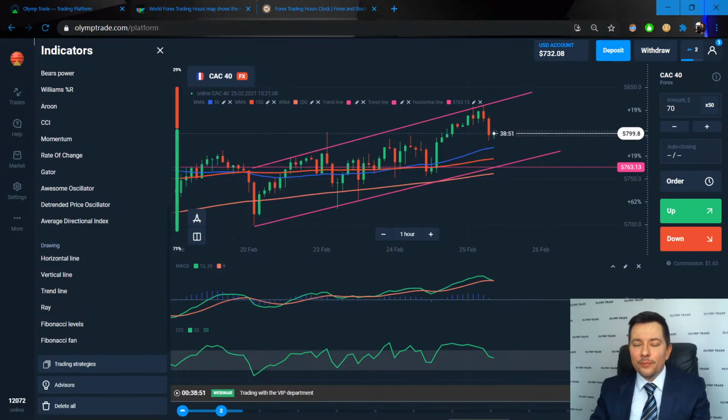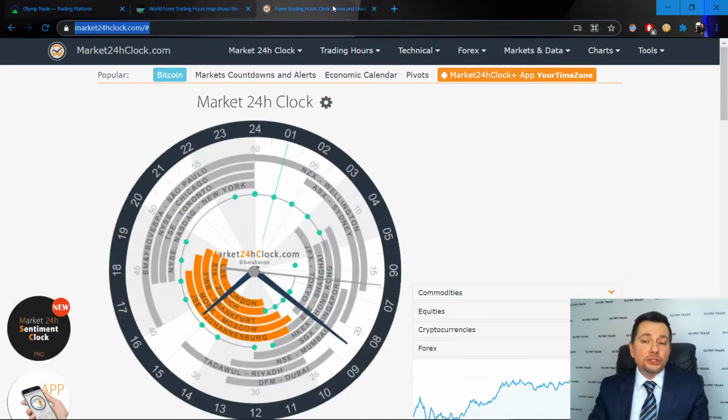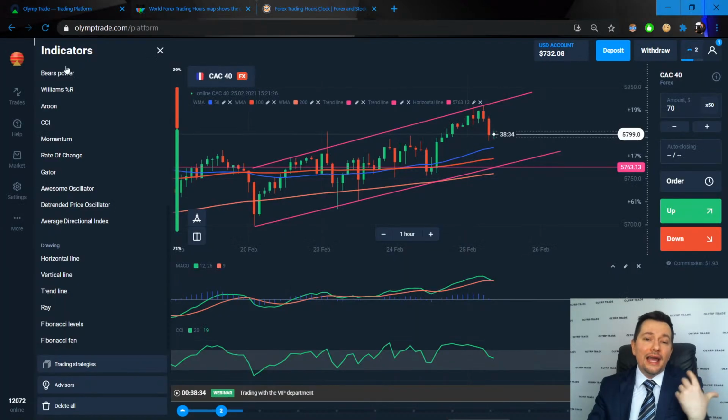What is the best time on currency? This is a question from Joe Nash. It depends what currency you're trading, my friend. If you're trading the European currencies, the Swiss franc, the Norwegian krona, the euro, then right now is the best time. Right now is the best time. The Europeans have the market.